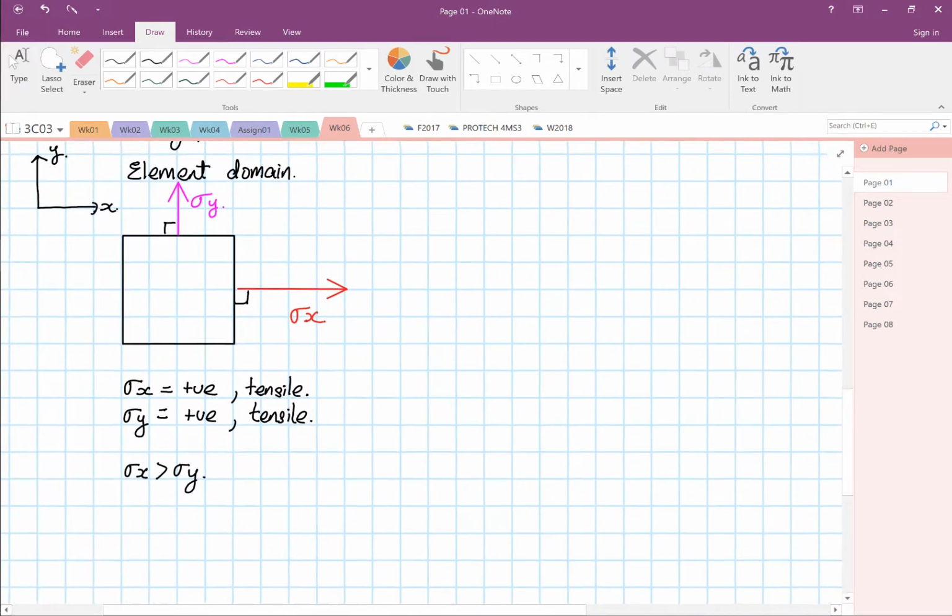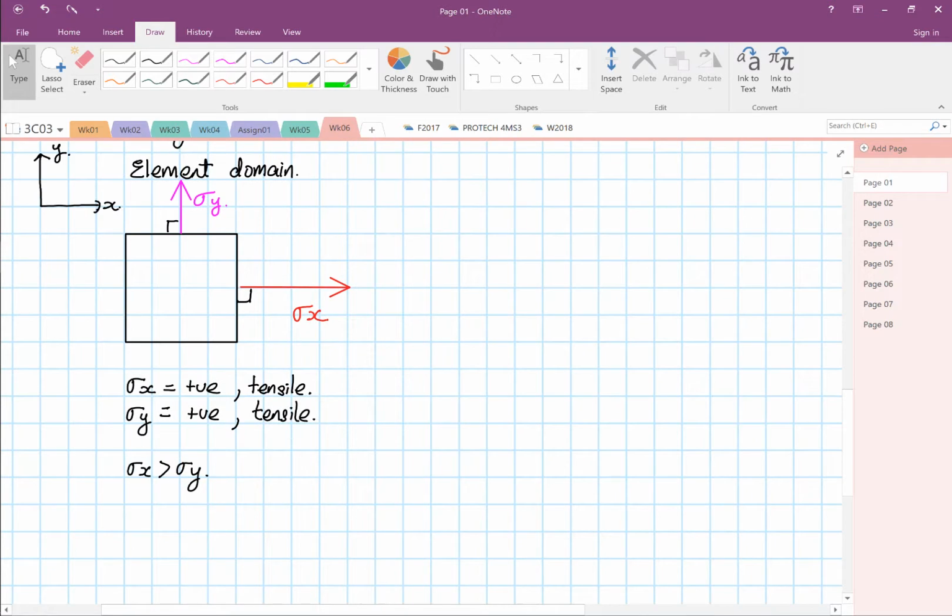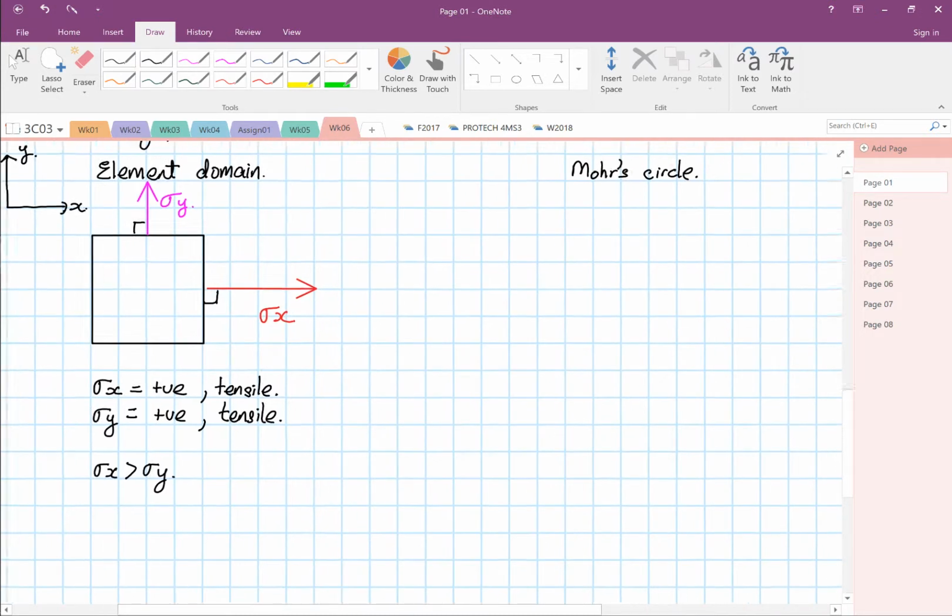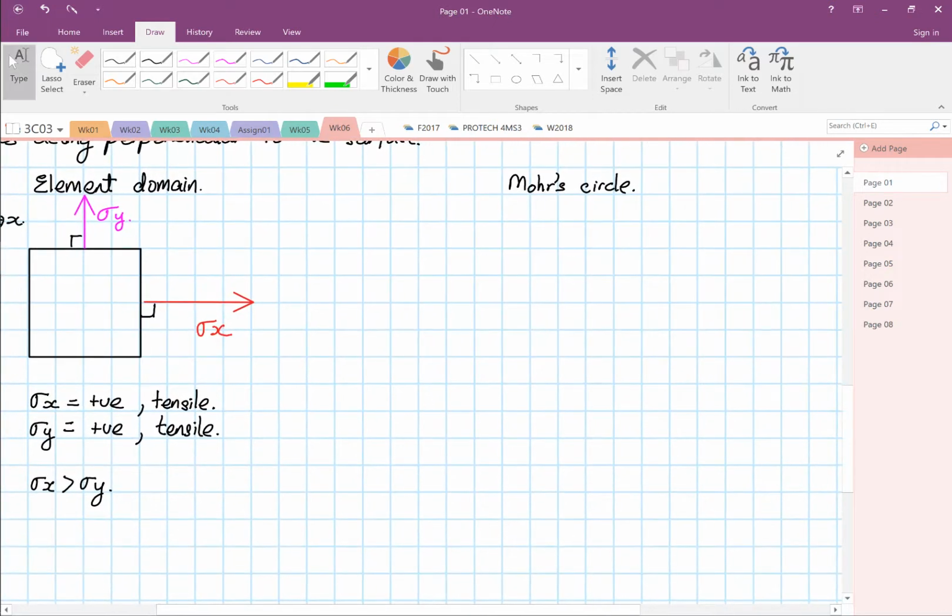Okay. So I'm going to go into the Mohr circle domain. So there's an element domain, and we are going to construct the Mohr circle. Okay, so to construct the Mohr circle, the x-axis is normal stress. Okay, so this is our x-axis.